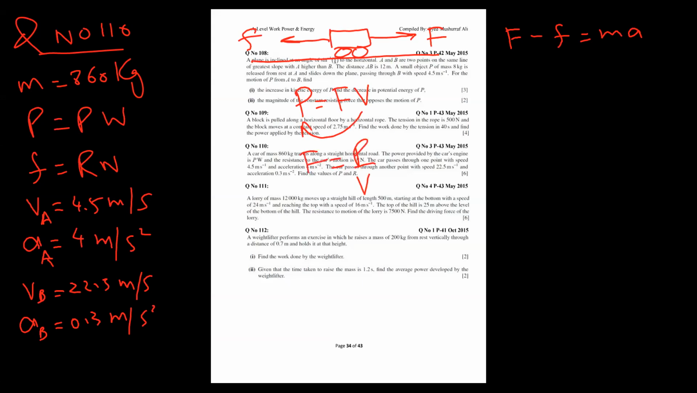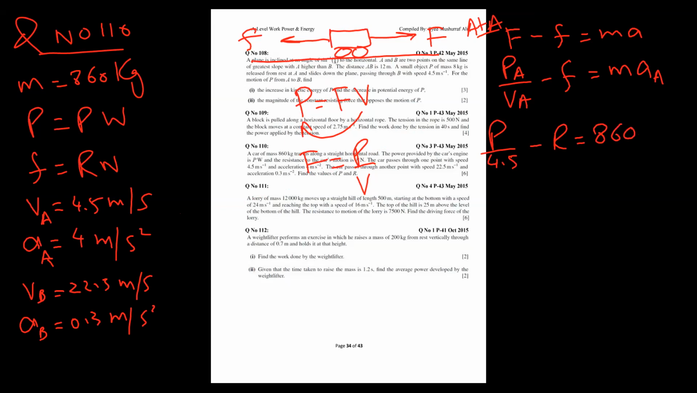Let's talk about A. I can say that power at A divided by velocity at A, minus friction, which is constant throughout, equals mass times acceleration at A. Just plug in the values. Power is the same throughout, and velocity at A is 4.5. Friction force is R, mass is 860, and acceleration at A is 4. 860 times 4 becomes 3440.